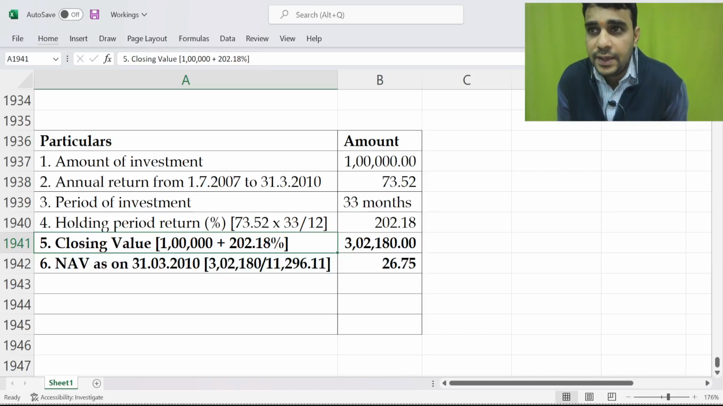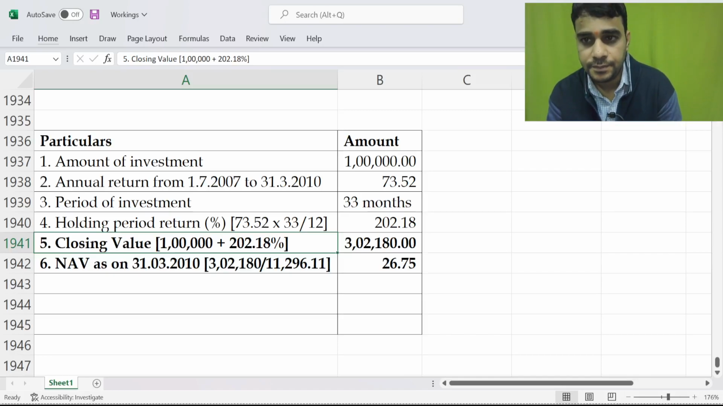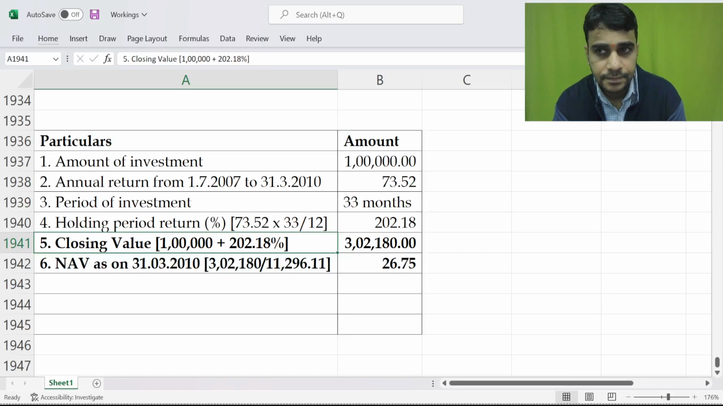The closing NAV is 26.75. Any doubts on this? Let me know if there are doubts. So all the three NAVs have been computed in this. Can we proceed? Any doubts? Done?